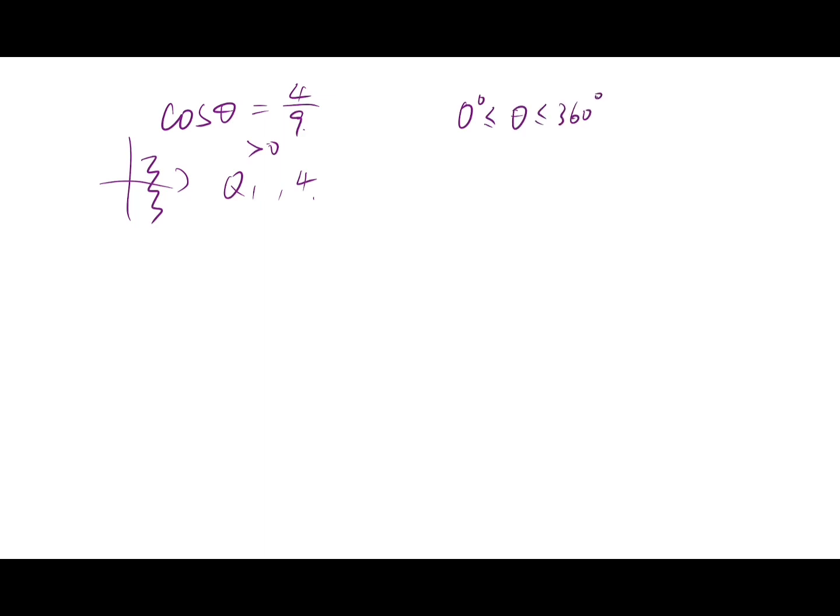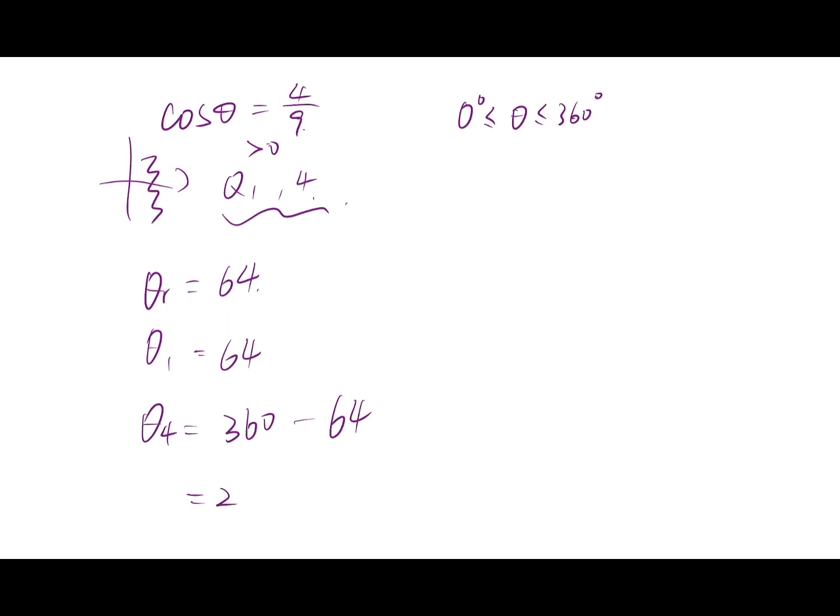Okay, number 5, cosine theta is 4 over 9. This is positive, so it's quadrant 1 and quadrant 4, and theta is between 0 and 360, so we just find theta in quadrant 1 and quadrant 4. By using the calculator, we find the reference angle is 64 degrees, so in quadrant 1 it is 64, and in quadrant 4 it is 360 minus 64, so it's 296.